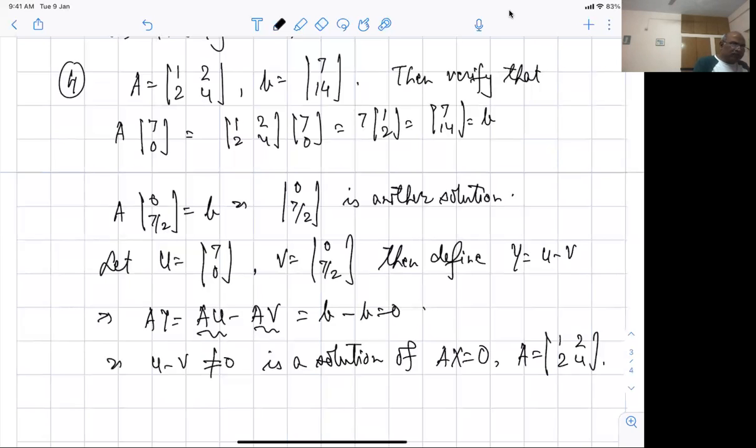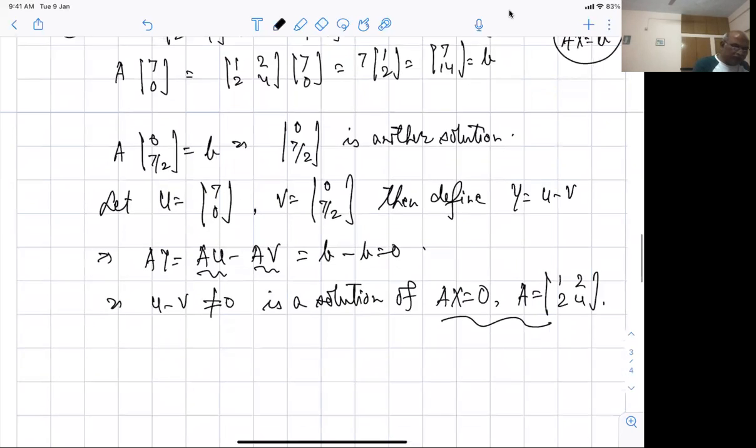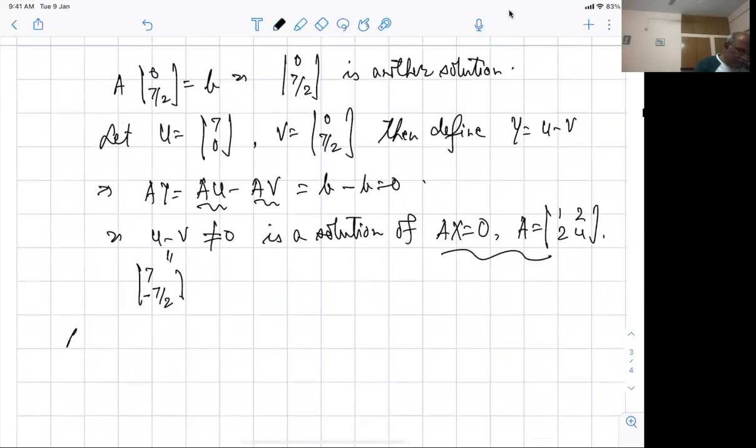Fine. So starting with Ax = B, I have got a solution of the homogeneous system Ax = 0, and this I have got with the idea that there are two solutions of the system Ax = B. And note that u minus v is not 0, because u minus v is nothing but (7, -7/2). This is a non-zero vector. Fine. So such a solution is called a non-trivial solution. All right. So, important definition.